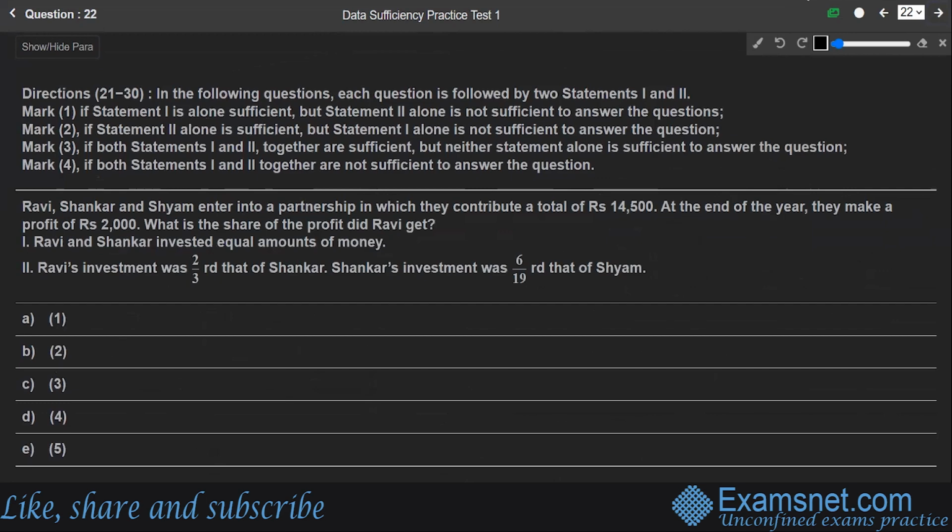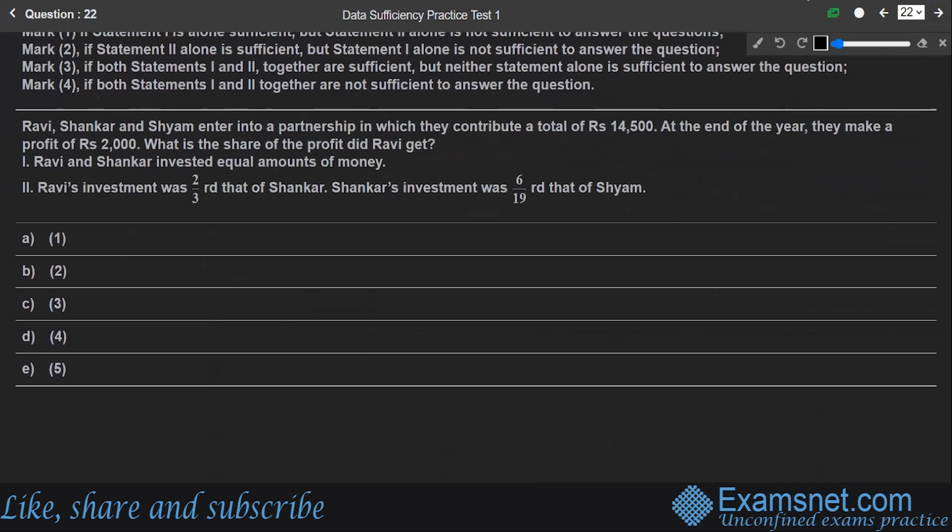Okay. For the same statement and information and options, we are supposed to answer a different question. They are saying Ravi, Shankar, and Sham enter into a partnership in which they contribute a total of 14,500 rupees. Okay. They all are coming together. And the total of the investment that they have made is 14,500. At the end of the year, they make a profit of 2,000 rupees. What is the share of the profit Ravi gets?